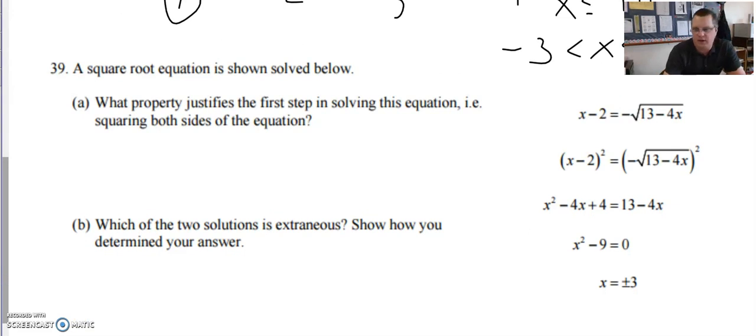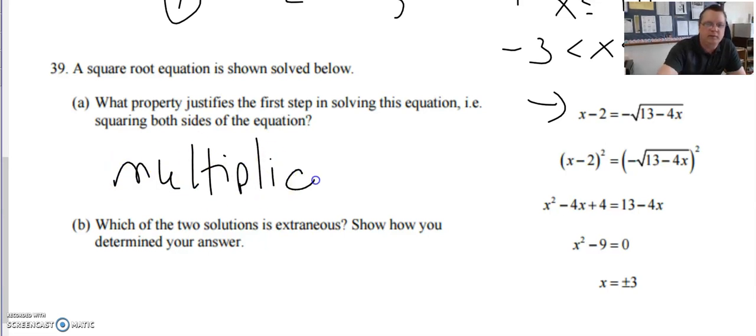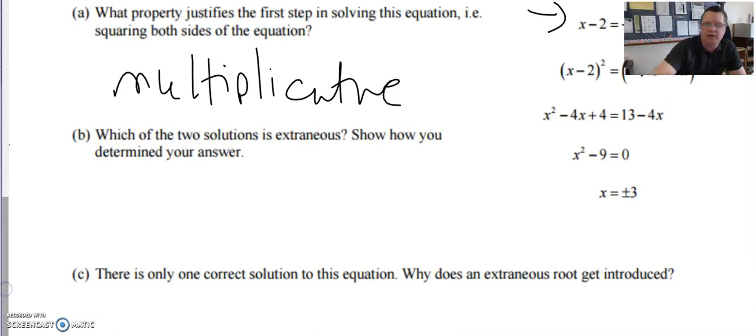All right, 39 you're not really going to see, but we'll just talk about it since I have some time left. Square root, okay, so we're starting with this. What property justifies that? And what we're doing there is squaring, which is a multiplicative property because you're multiplying.